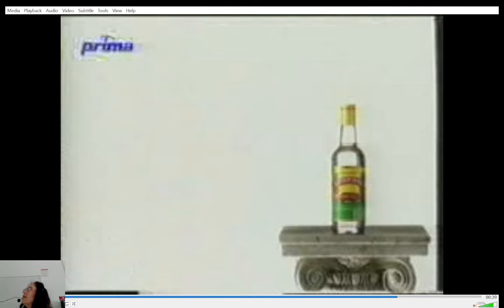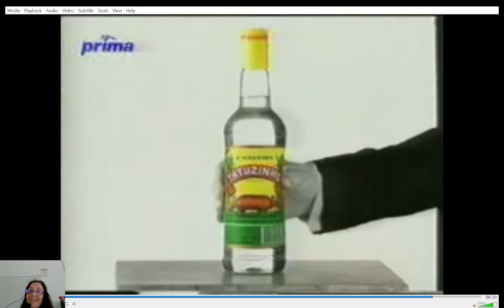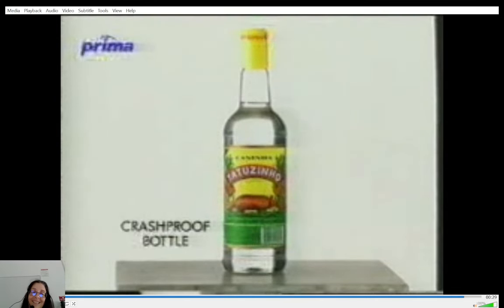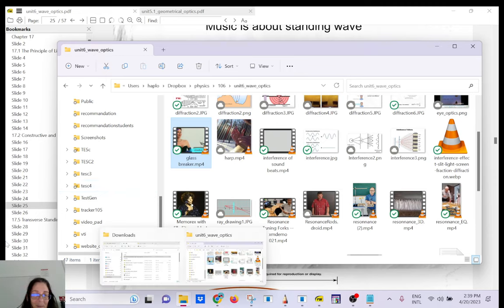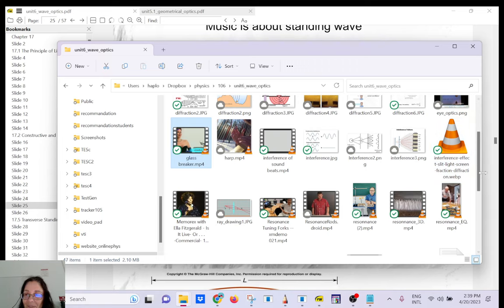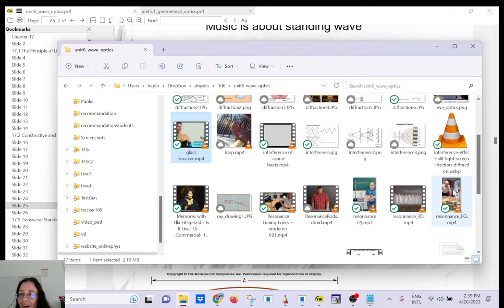So they all break, right? Why do they break? Because glass can be broken, right? You try to stretch glass, it doesn't work, right? So what is it that cannot be broken? Plastic, right? Isn't that a smart commercial? They made like a vodka, I don't know what's inside, plastic, so that's why. I thought that was very smart.